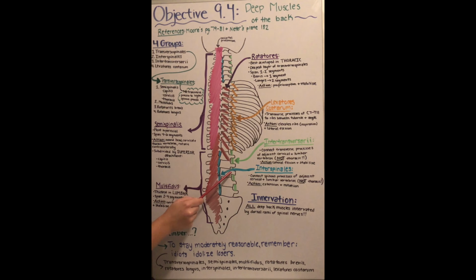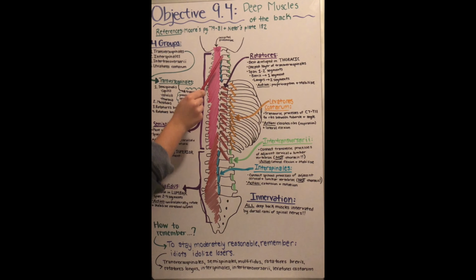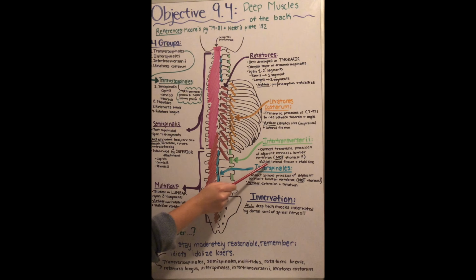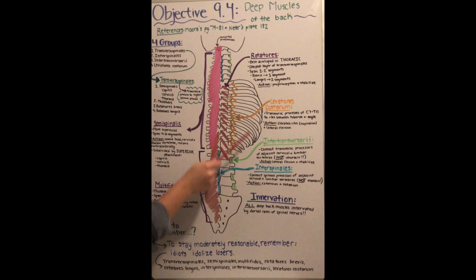Next, we have the intertransversari. They connect the transverse processes of adjacent vertebra of the cervical and lumbar vertebra, again, not thoracic. Their action is to aid in the lateral flexion of the vertebral column and stabilize the vertebral column.